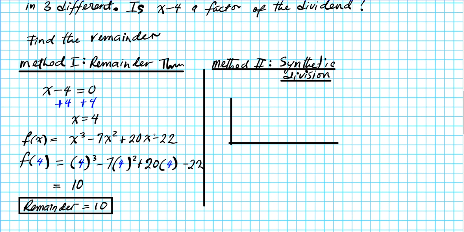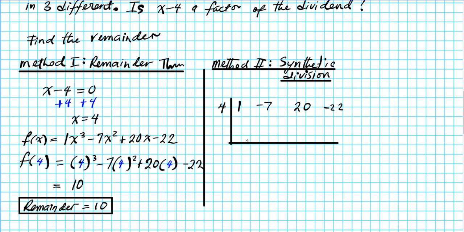So we have 3, 2, 1, 0. In this case, no degree term is missing, so that's perfect. Had we had a missing term, we would have to use a placeholder. That's not applicable here. Okay, so there's a 1 in front of the function, so we have 1, negative 7, 20, negative 22. And then we are going to place the 0 of the divisor polynomial, which is 4, right there. And then we're going to carry out our synthetic division.